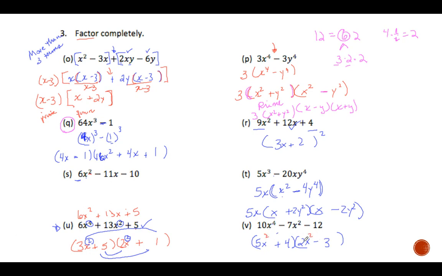And see if I'm right. 5x squared times 2x squared is 10x to the fourth. Negative 15x squared and positive 8x squared is negative 7x squared. Positive 3 times negative 3 is negative 12. Therefore, I must have factored correctly.